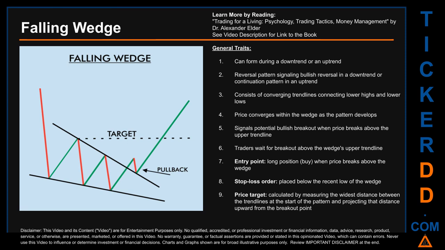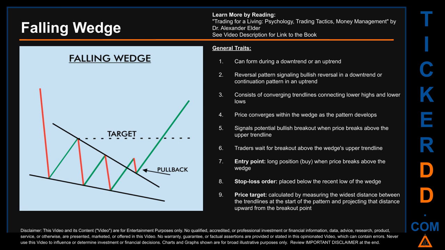A falling wedge is a chart pattern in technical analysis that signals a potential bullish reversal, indicating the end of a downtrend and the beginning of an uptrend. This pattern can also appear during an uptrend, acting as a bullish continuation pattern. The falling wedge is characterized by converging trend lines that slope downward, forming a narrowing wedge shape as the price moves within these lines. Here's a simple explanation of its components.